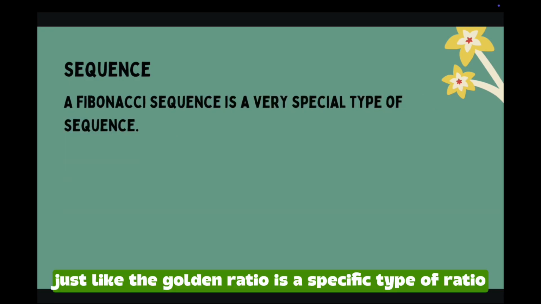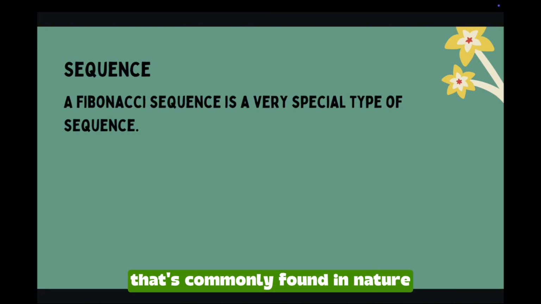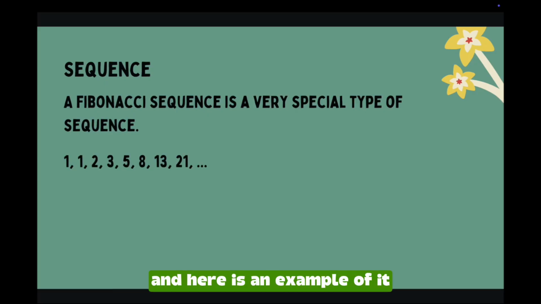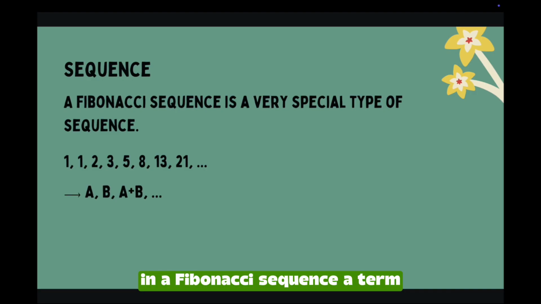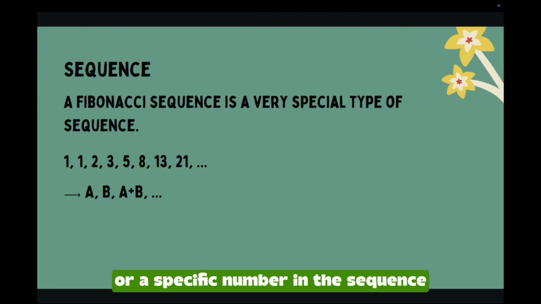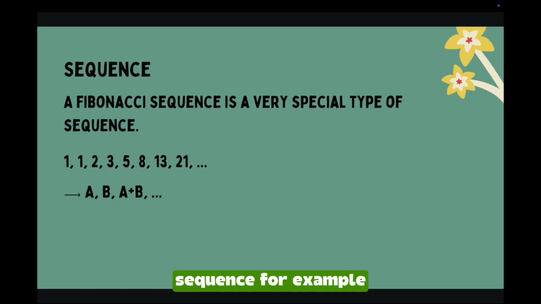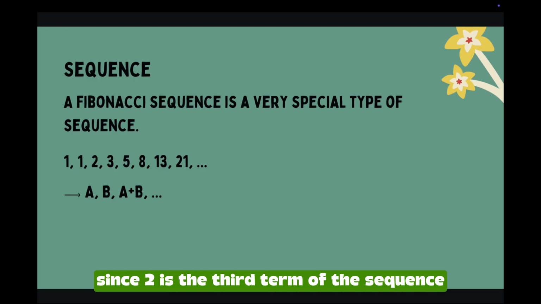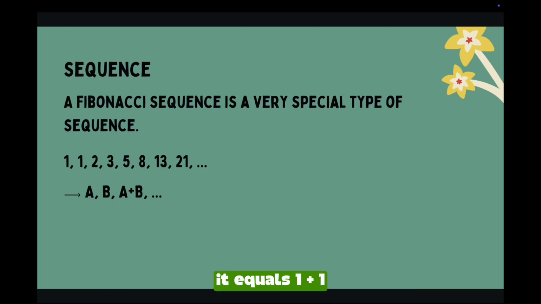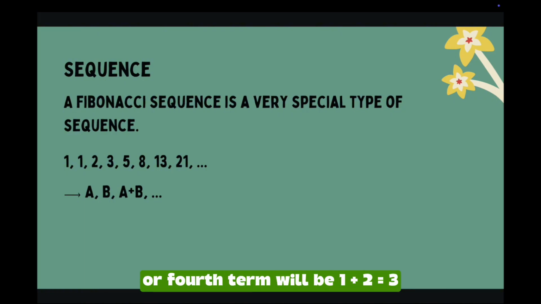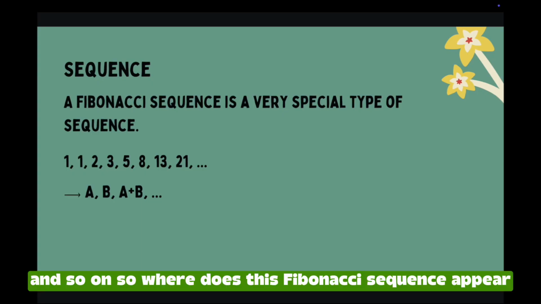Just like how the golden ratio is a specific type of ratio that's commonly found in nature, there's also a specific type of sequence that's associated a lot with nature. This is called the Fibonacci sequence, and here is an example of it. Do you notice any patterns or something special about it? In the Fibonacci sequence, the term, or a specific number in the sequence, is obtained by adding the two previous numbers of that sequence. For example, since 2 is the third term of the sequence, it equals 1 plus 1. Then the fourth term will be 1 plus 2 equals 3, and so on.